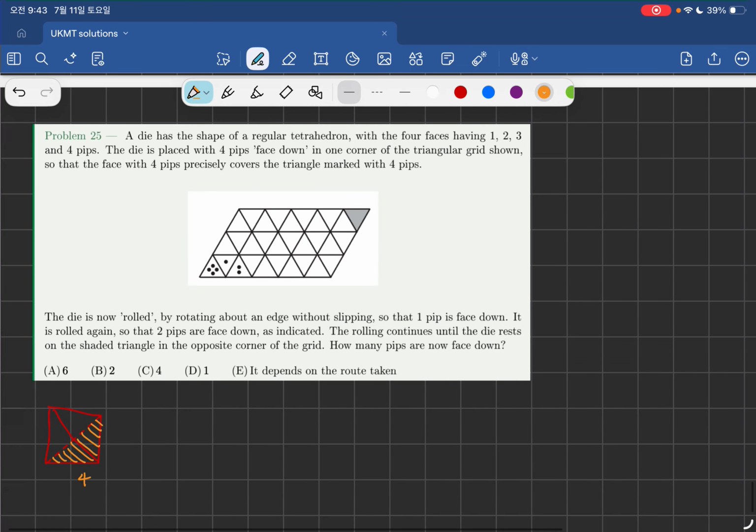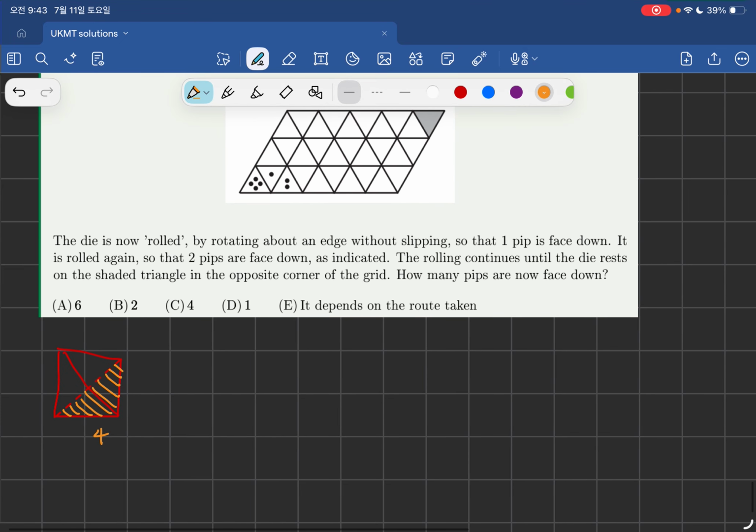Now, they said they rolled it, and we're going to roll it about this side. And then they got a value of 1 pip, which means that this side has a value of 1. Now, we're going to rotate about this vertex, and that means the side on the bottom can never be the top side over here. So let me draw that in a diagram.